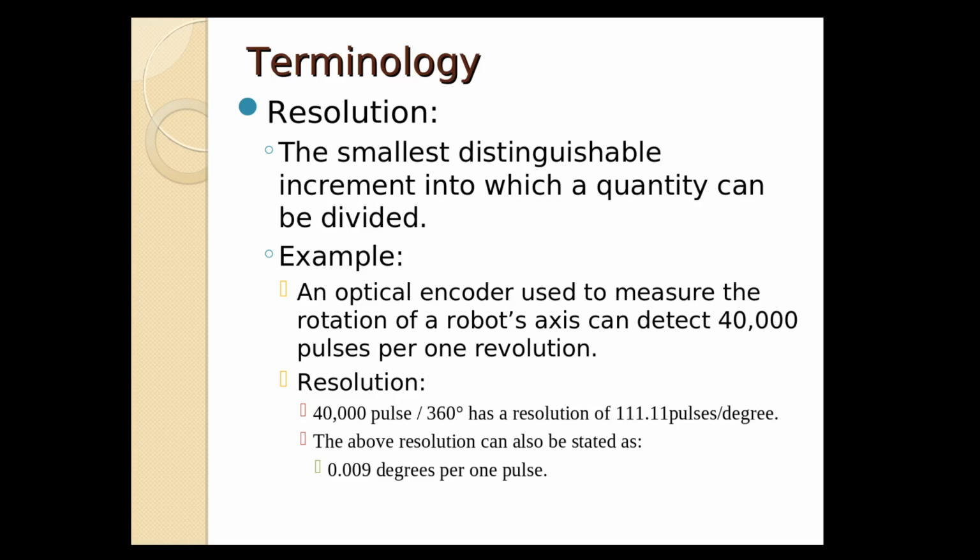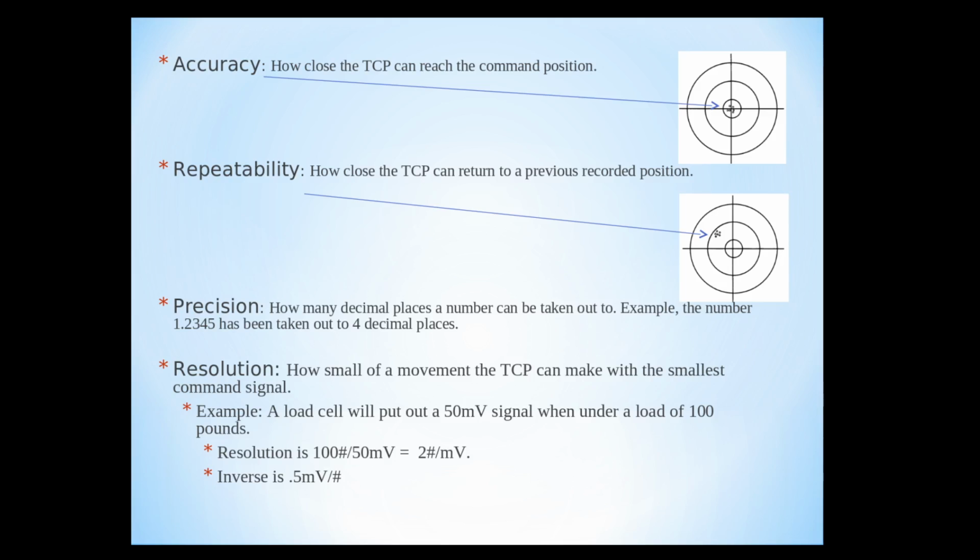So that means that if you give this servo motor a pulse to move 0.009 degrees, then you can detect that it has moved. And this, to me, is very impressive, because with the visual eye, you cannot see that it moved 0.009 degrees. But on the other hand, these encoders can actually detect that. Okay, so that's the resolution.